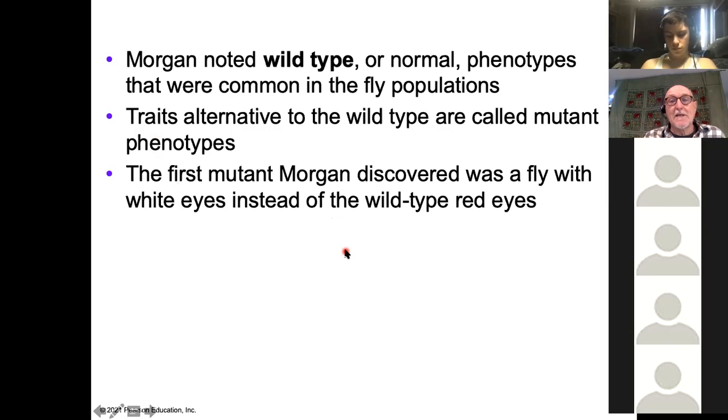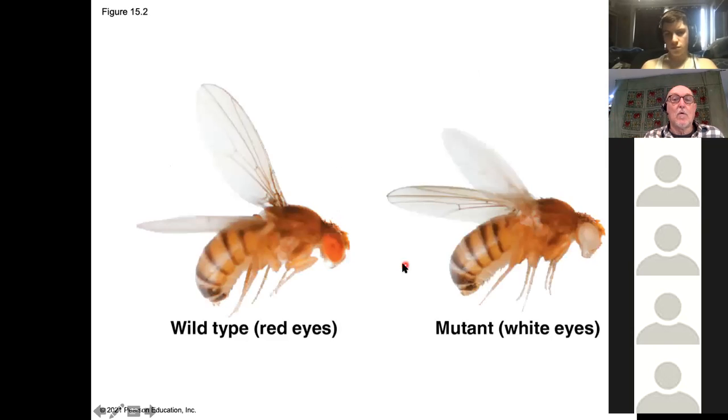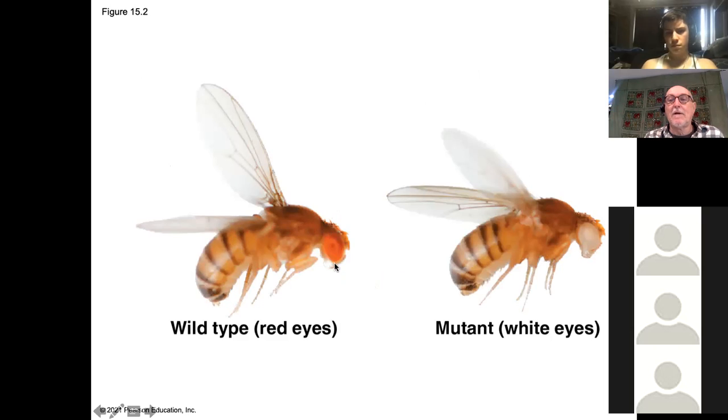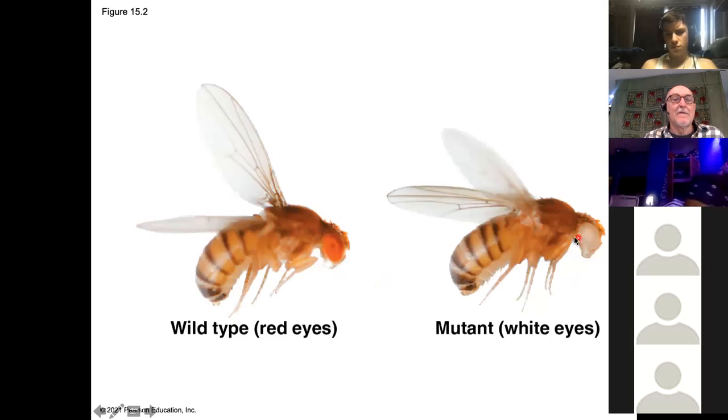And the very first one he discovered was actually one of his most important, and this is a fly that has white eyes instead of red. So here's a red-eyed phenotype here. That's the normal. But every now and again, you get this white eye here. Professor, would that be known as albino? No. It's not albino.